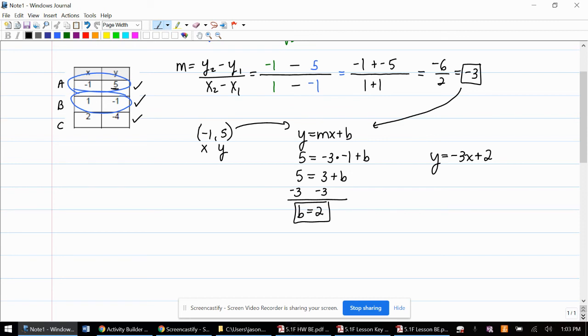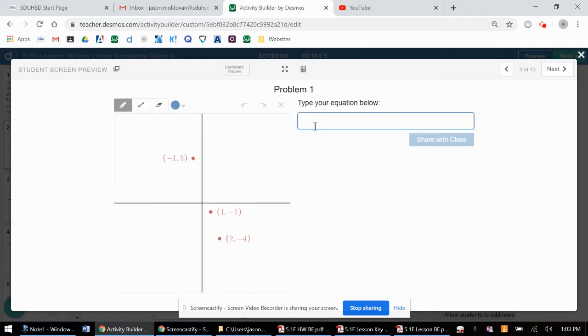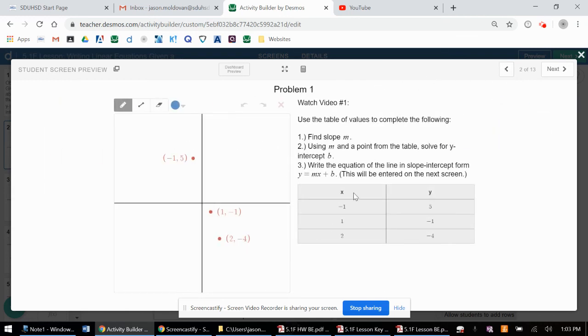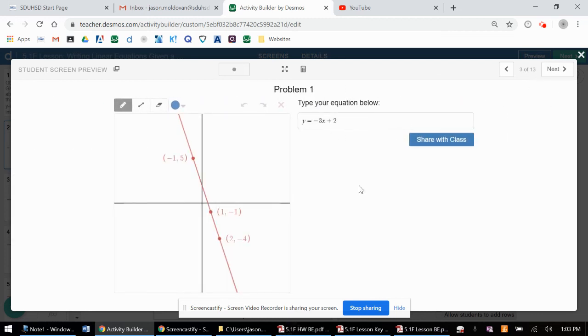And now I'm going to go back to my Desmos slides, and I'm going to go to the next slide. I'm going to type in my equation, which was y equals -3x plus 2. And I can see that it passed through those points. And so slide 2 just has the information, and slide 3 has a spot to enter your equation.